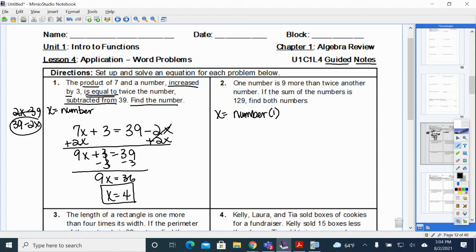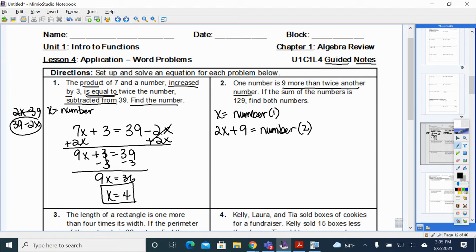So we need to write the other number in terms of that x. One number is 9 more than twice another number. So if the first number is just plain old x, we've got to write the other one as 9 more than twice. So 9 more than twice would be 2x plus 9. 9 more than twice another number. So that's going to be my other number. And I'm going to just call him number 2.